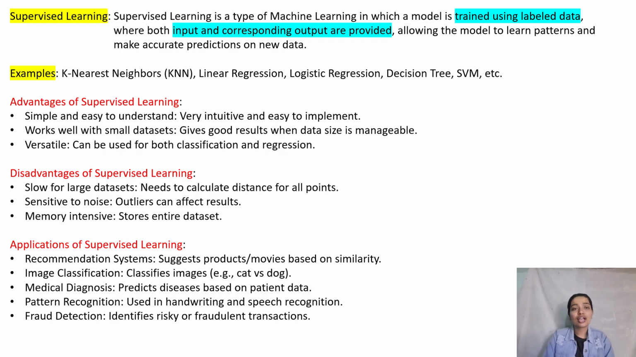So these are some of the advantages and disadvantages of supervised learning algorithms. Then the applications: supervised learning algorithms are mostly used in recommendation systems, to suggest products, as we discussed earlier, how we get recommendations of products and everything. Then to classify images, and for medical diagnosis. Basically, to analyze patterns, we use supervised learning algorithms, right?